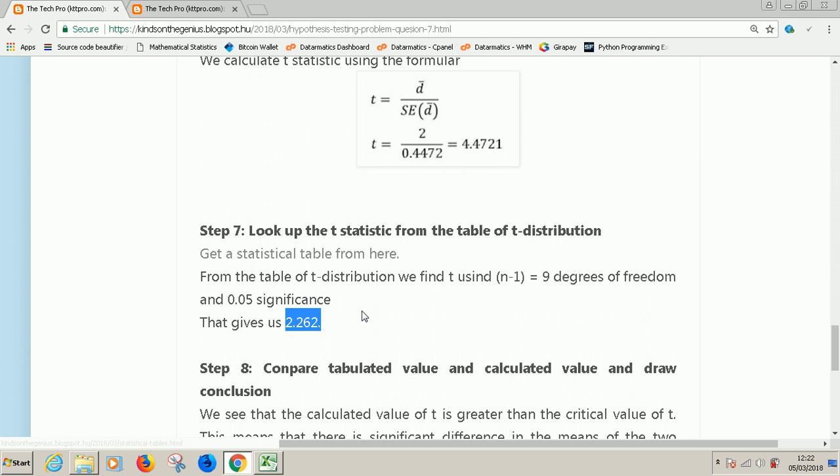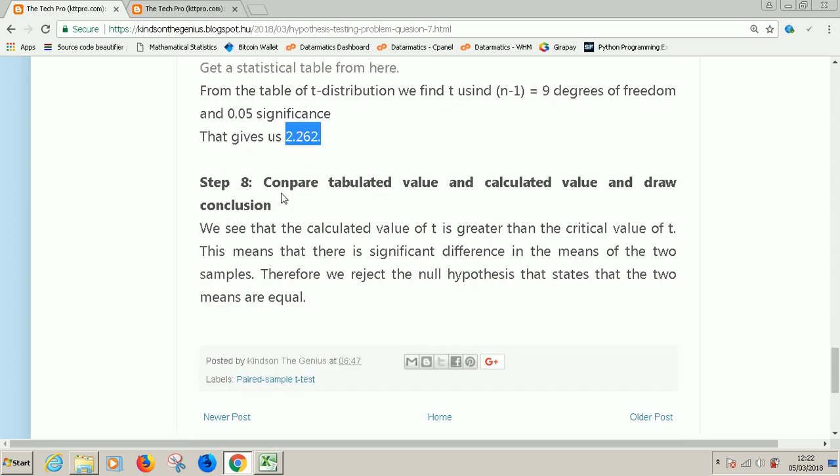So we see the tabulated value of t is 2.262. The calculated value of t is 4.4721. Step 8, compare the tabulated value and calculated value and draw a conclusion. So we see that the calculated value of t is greater than the critical value of t from the table. Take note, the t we calculated is greater than the t in the table.